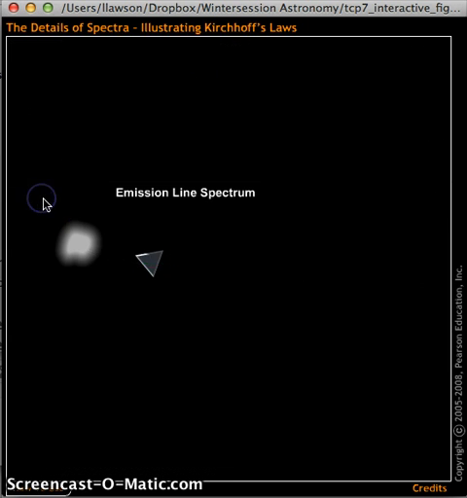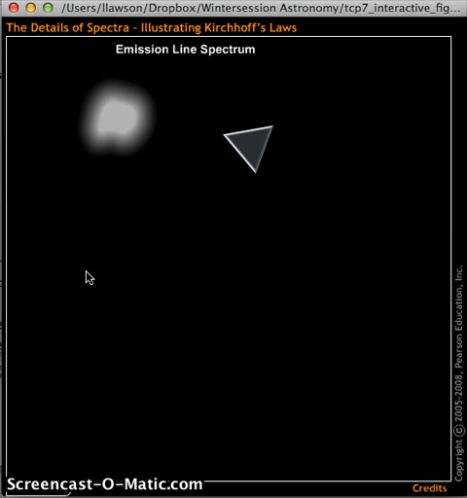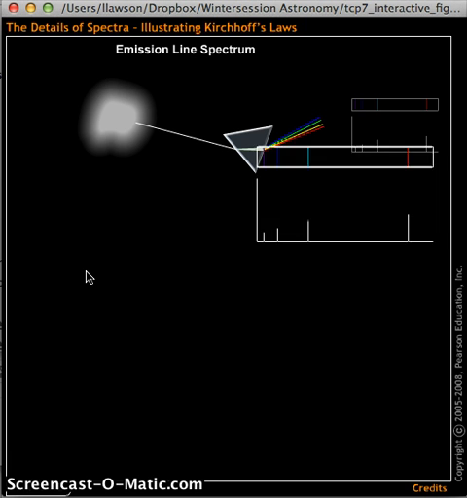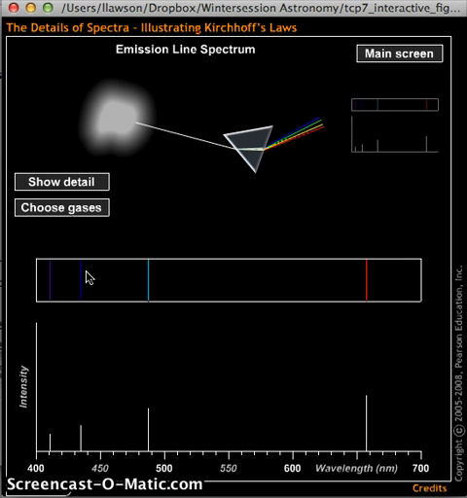Now we go to the emission spectra. Now in an emission line spectra, we still have a hot gas, but it's a thin gas, it's not dense, and it's going to be made of particular types of gases. And so here, when we send this light through a prism so it separates, instead of seeing all the different wavelengths of color, we actually see very distinct lines of color, and these lines of color actually are representative of what type of gas has produced them.